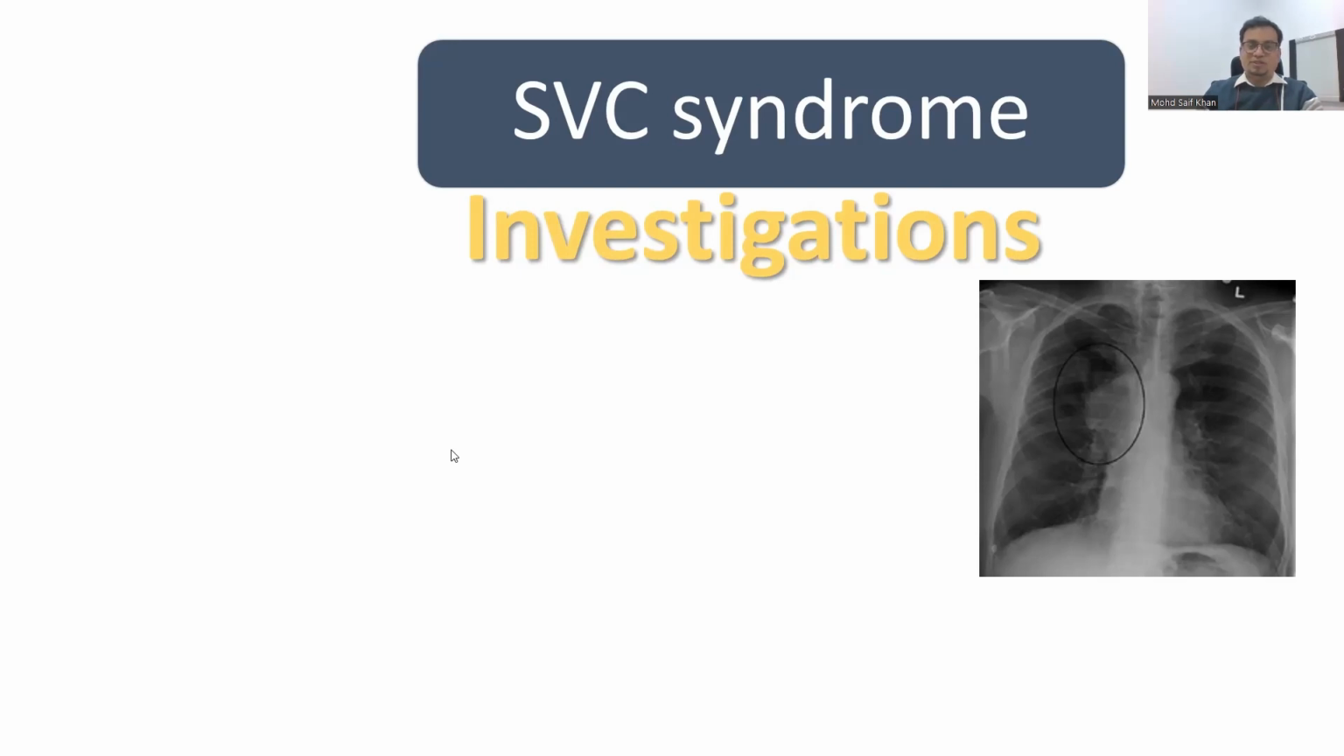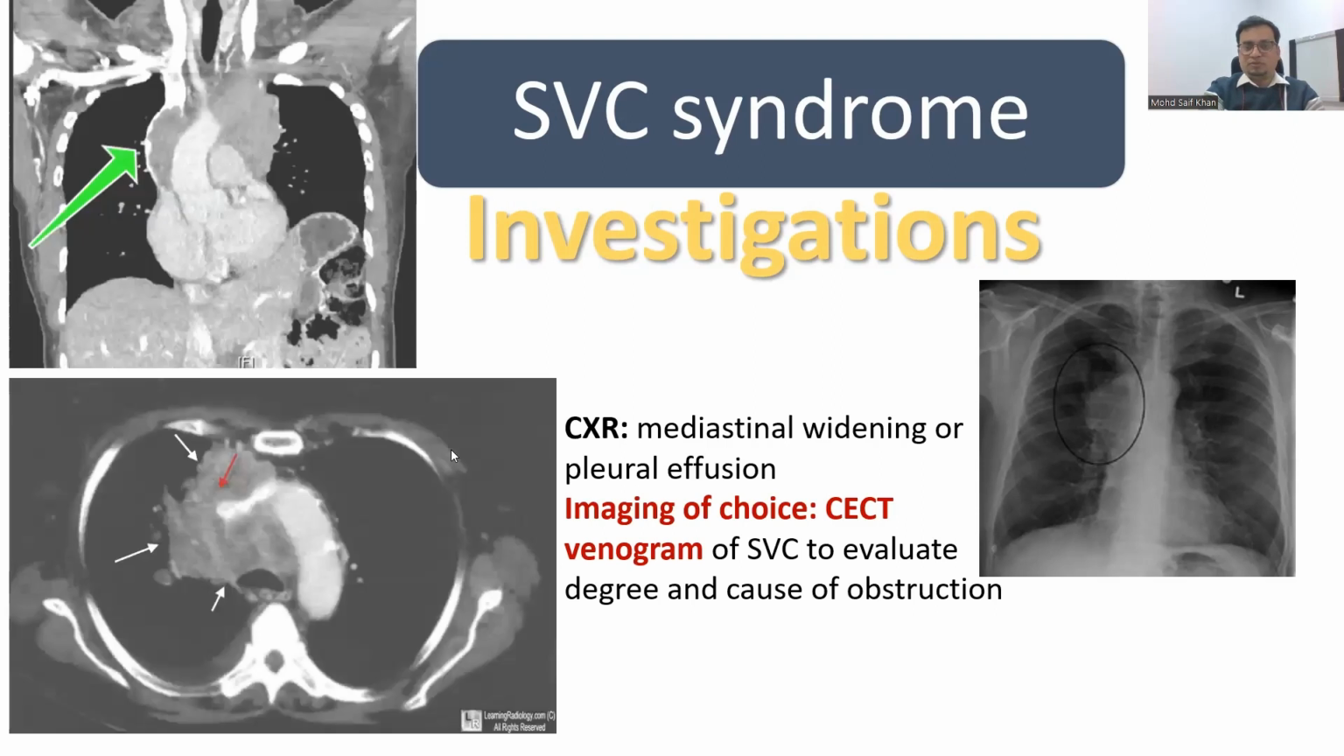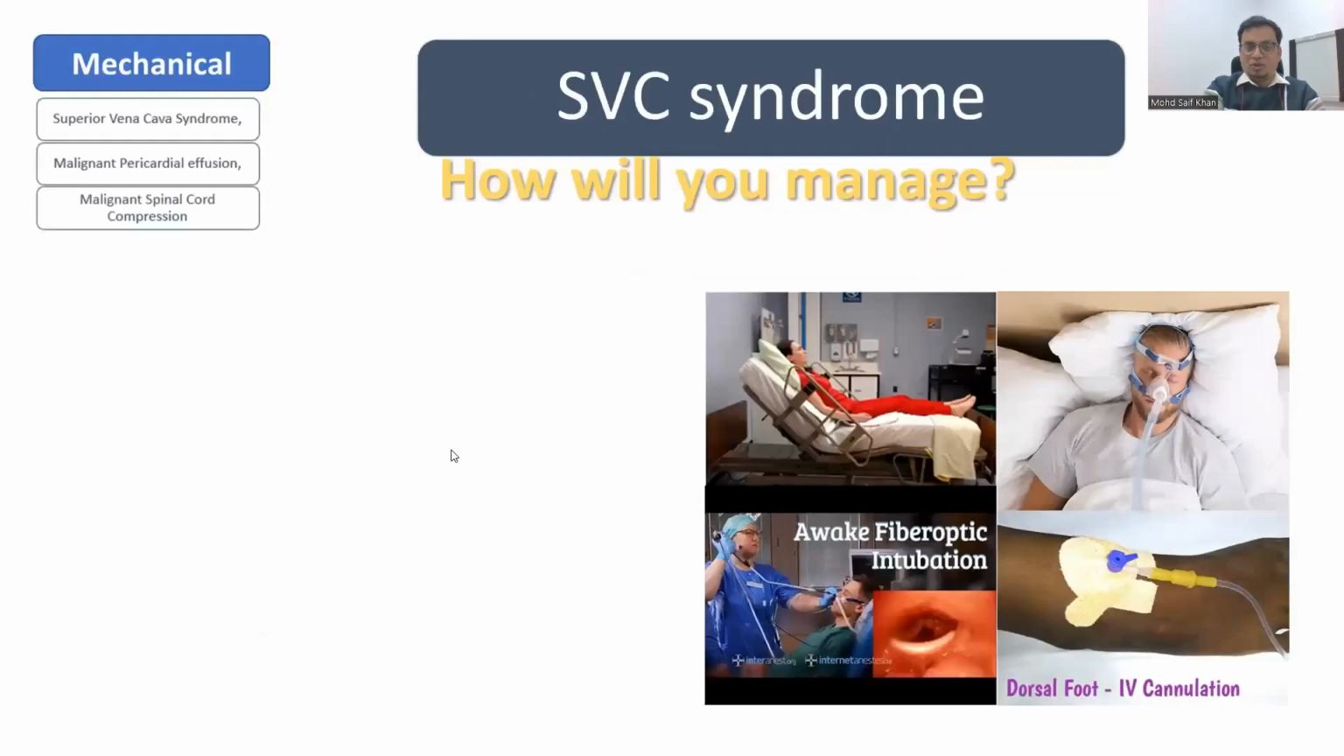An imaging of choice would be the CT venogram of the SVC. So venogram is the investigation of choice, and that will be done to evaluate the degree and cause of obstruction. And to be more precise, you may have to perform MRI for the location of obstruction. So this is all about investigation, the main imaging investigation, apart from the routine ones and ECG, etc., and echocardiography as well. So how will you manage?